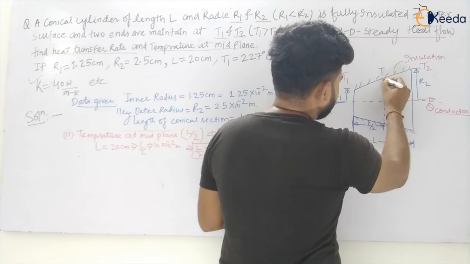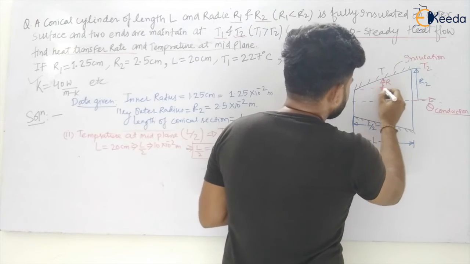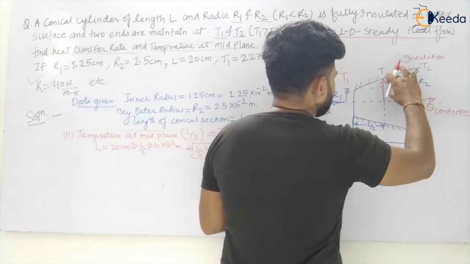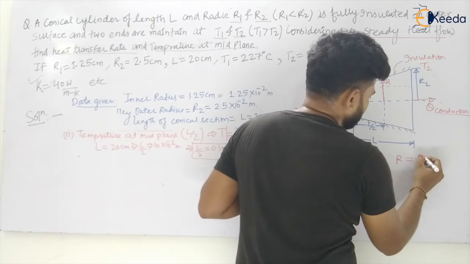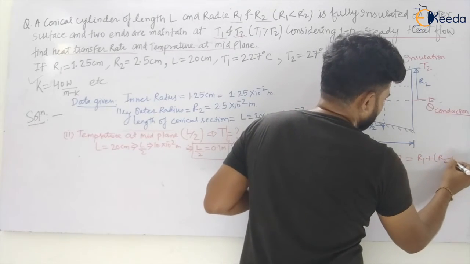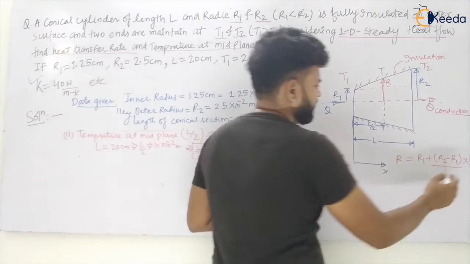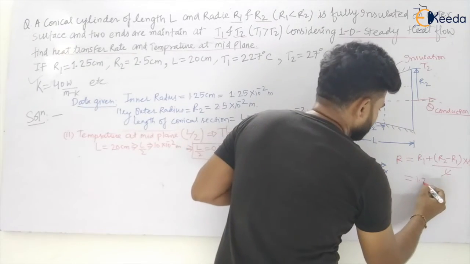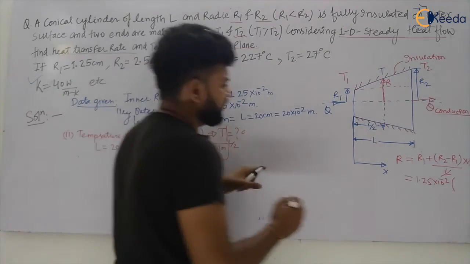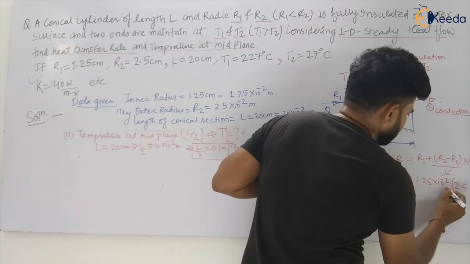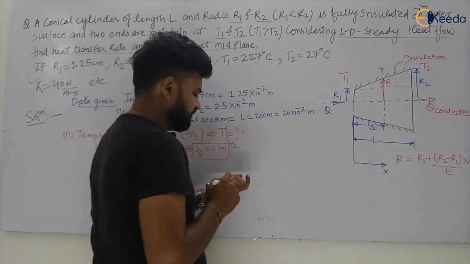Can I calculate the value of that R, my dear students? Value of that R. So again, that congruency of triangles, that is R2 minus R1. This is R, this is X, or we have taken this L by 2. So R is given by how much? R1 plus R2 minus R1 divided by L multiplied by X, which is L by 2. So L will go 1.25 centimeter into 10 to the power minus 2. Let us take it this side. So R will become equal to how much?